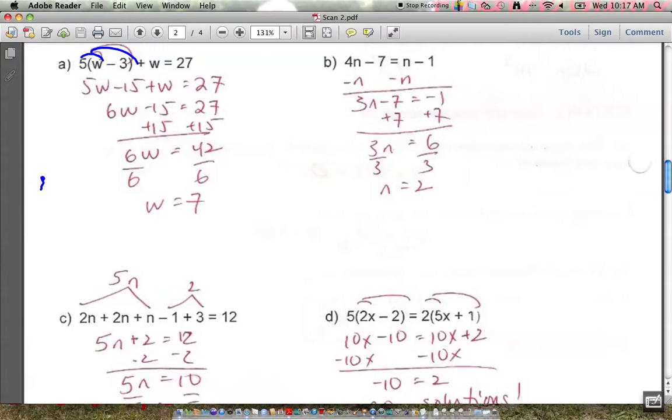Now, 6W minus 15 is 27, add 15 to both sides, divide by 6, W is 7. Okay? Any question on that? I know I went quickly, but the answers are sitting there for you to read. Uni, how'd you do on that one?